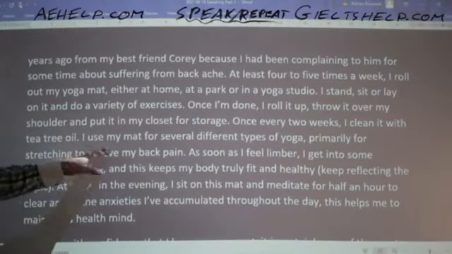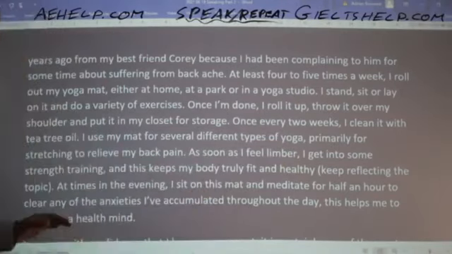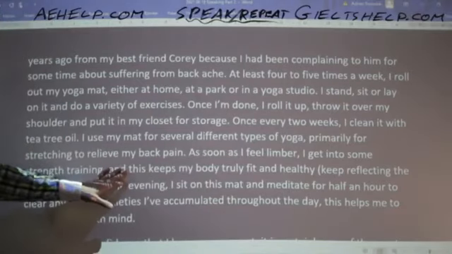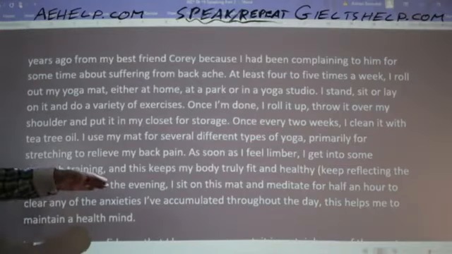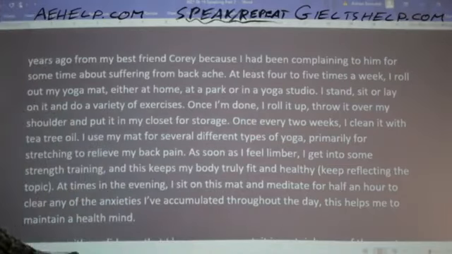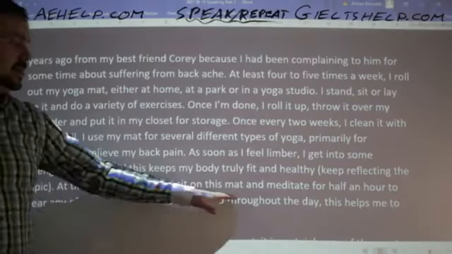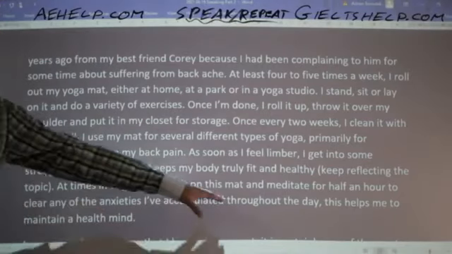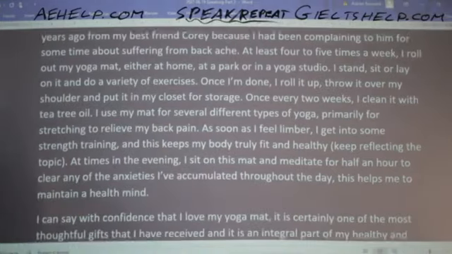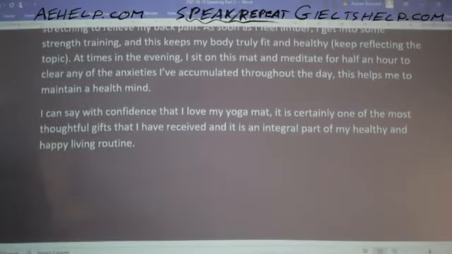I use my mat for several different types of yoga, primarily for stretching to relieve my back pain. As soon as I feel limber, I get into some strength training, and this keeps my body truly fit and healthy. At times in the evening, I sit on this mat and meditate for half an hour to clear any of the anxieties I've accumulated throughout the day. This helps me to maintain a healthy mind.